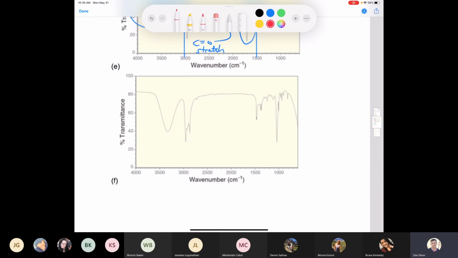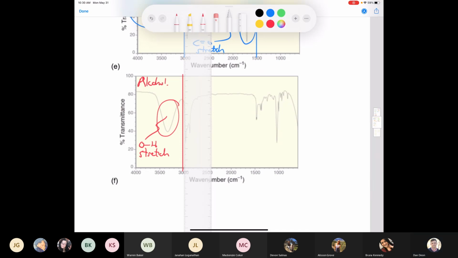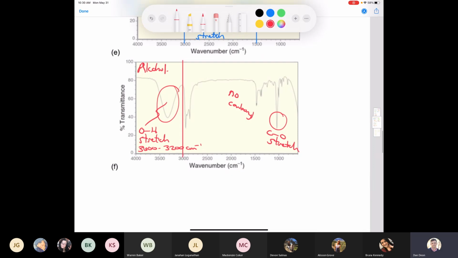Yeah, I think the last one's an alcohol as well. I think you're 100% correct. We draw a line here. We have the OH stretch, right? So this is an alcohol. And there you have it, my friends. So the OH stretch of an alcohol is where? It's between 3,600 and 3,200 roughly. 3,600 to 3,200 reciprocal centimeters. And there you go. No carbonyl. Then we also have the carbon-oxygen stretch. So we have an alcohol with that one. All right, let's move on to the next question.